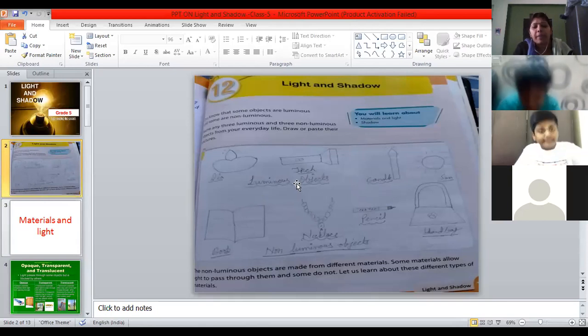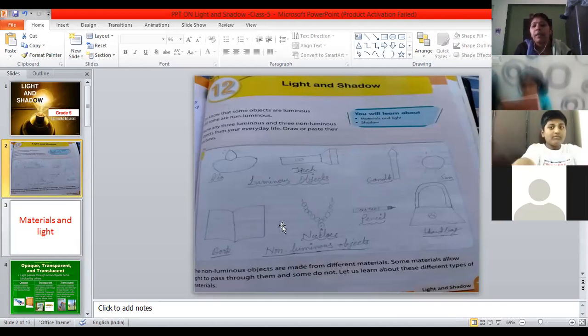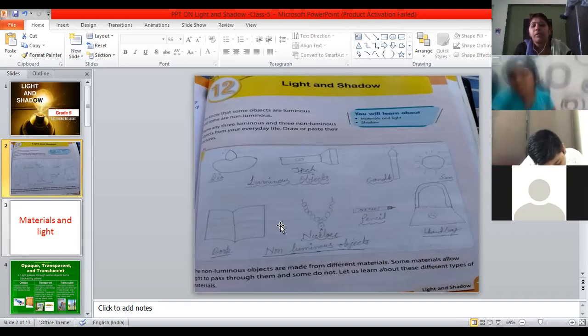You need to draw these luminous and non-luminous objects. I have done these non-luminous objects. You can draw on your own. Instead of a book, you can draw an eraser, a pencil, or a pen, or a chair. You can draw so many things. Okay, children? Computer is a luminous object, ma'am. Yes, it will come under luminous only. But artificial, ma'am. It will give lighting, right, ma'am? That's why.